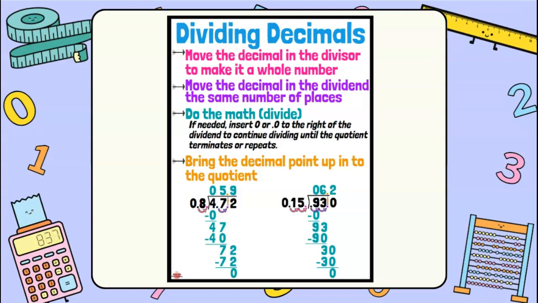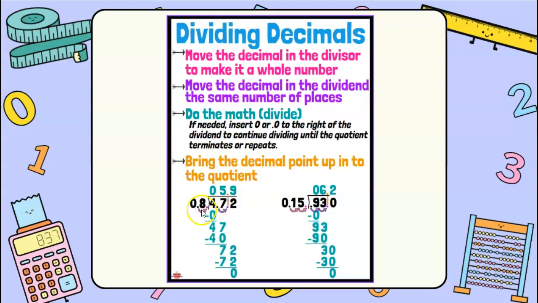When we divide decimals, we're going to follow these steps. The first one being moving our decimal in the divisor to make it a whole number. So when I set up my division problem, I'm going to set it up like I would if I was dividing whole numbers. To start, before I do my math though, I want to make sure that my divisor, which is on the outside, is a whole number. I'm going to find the decimal point within my divisor and I'm going to move it to the very end of my number in order to make it a whole number.